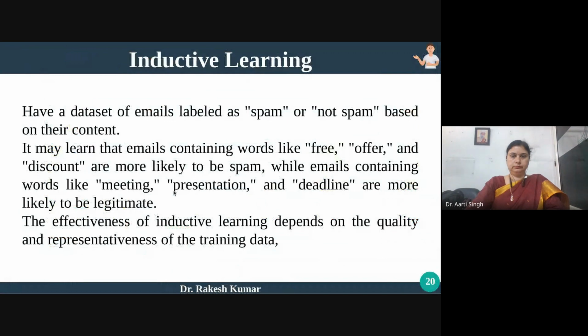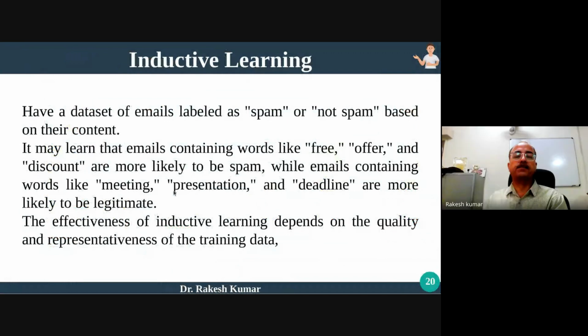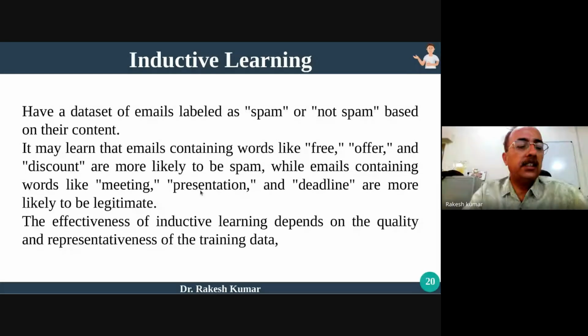So basically, now I will discuss with you some real life examples in which AI is used. Generally, they make use of a technique known as inductive learning. For example, all of you are making use of email. Generally, you are using Gmail also. You have a spam box, where you are getting spam mails every day.